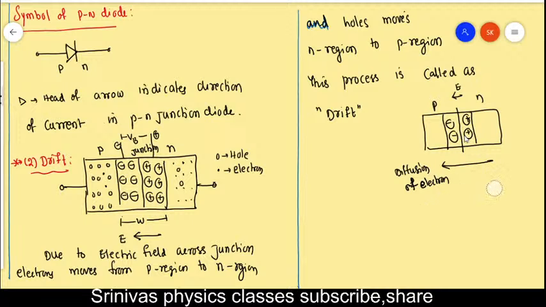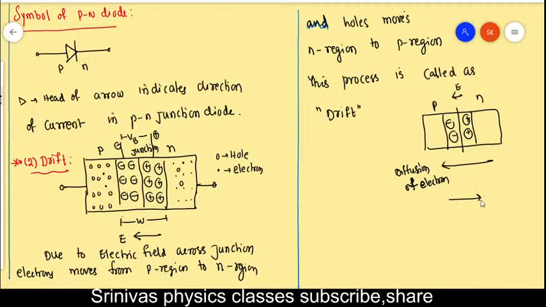Diffusion of electrons is from the n region to the p region, because the n region has more electrons, so they go to the p region. That is diffusion, due to the difference in concentration. Here more electrons are there, here fewer electrons are there, so electrons move from the n region to the p region. Drift means due to the electric field, the positive ions attract the electrons. That is the drift. That means the drift of electrons is to the right side.